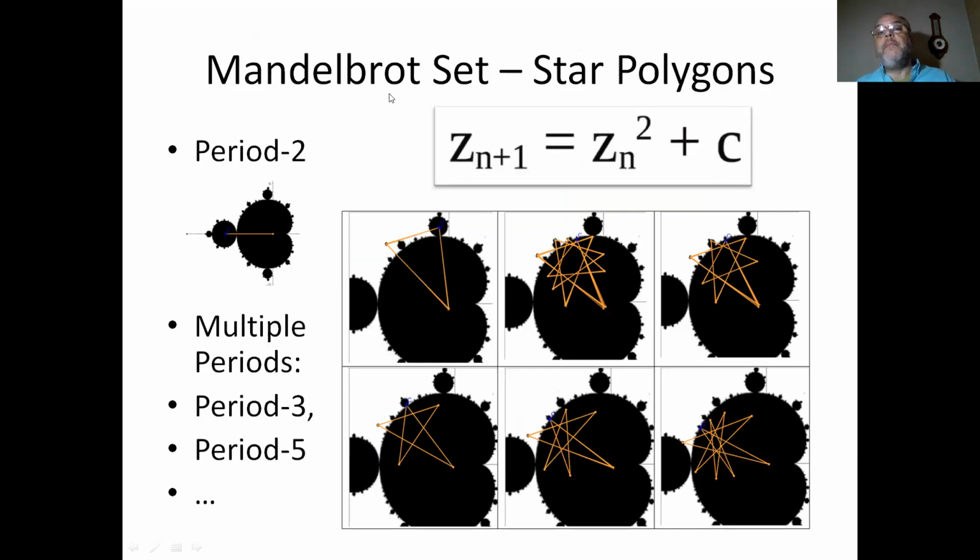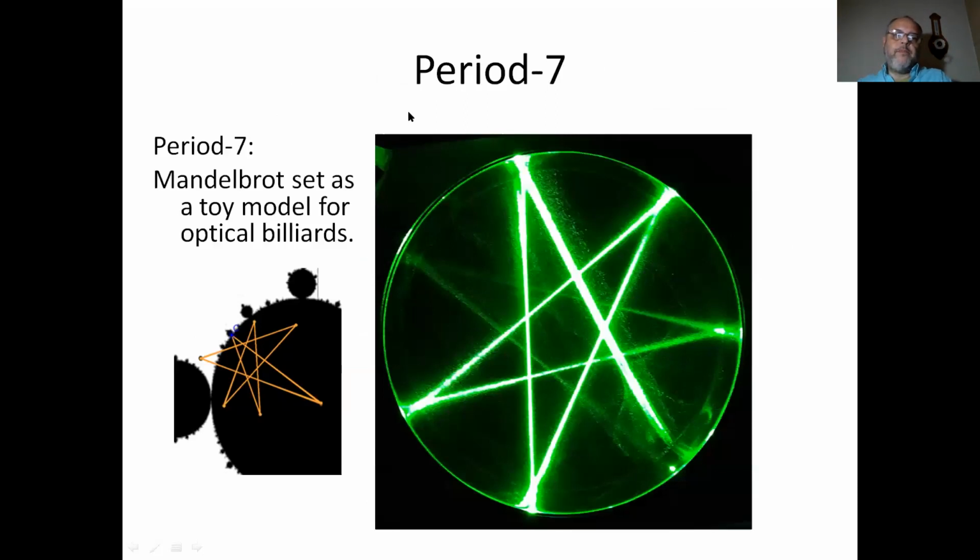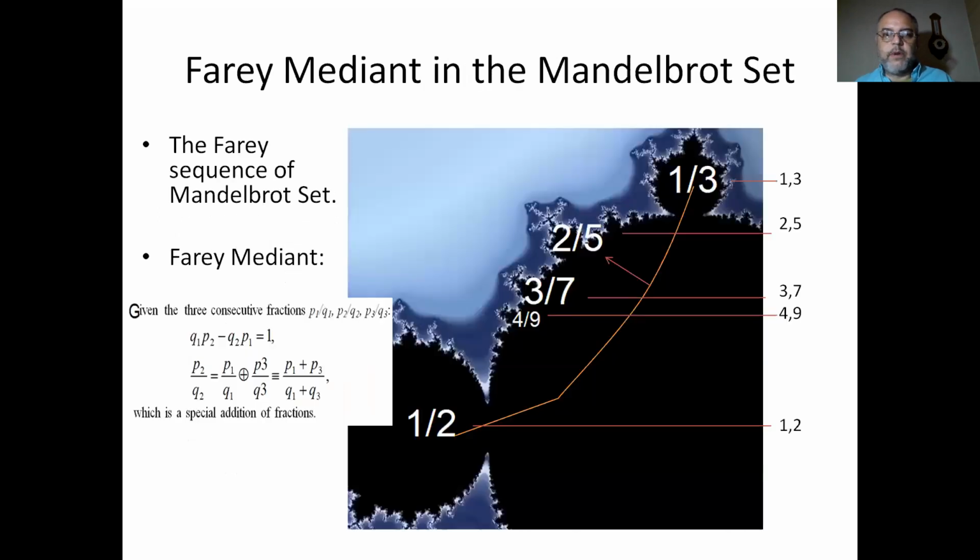Let's talk about the Mandelbrot set now with the star polygons, the Mandelbrot mapping. And we have a period 2, period 3, period 5, and so on, if you choose the initial conditions by this letter C. For example, a period 7 here. The Mandelbrot set is a toy model for these optical billiards. This is the main idea of this work that we are presenting.